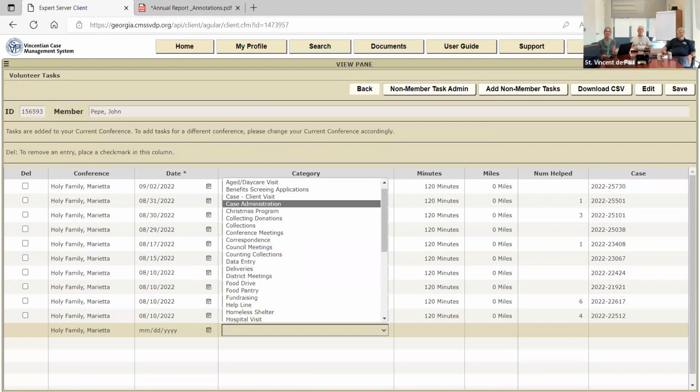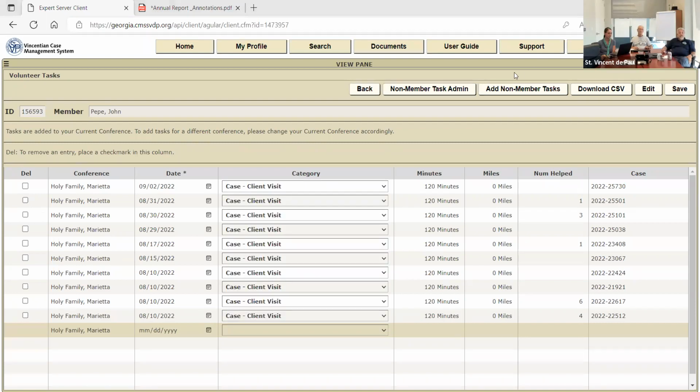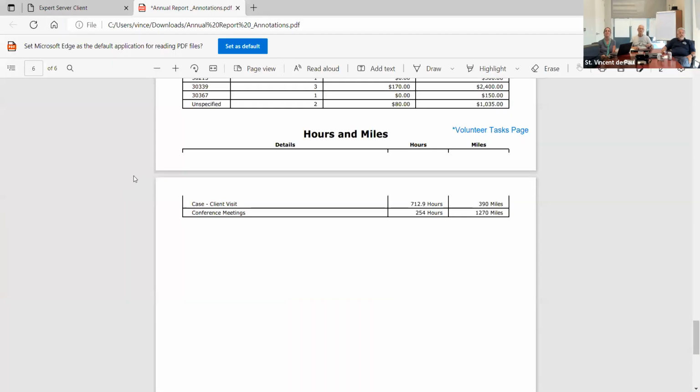Oh, yeah, it is okay to put in hours and miles. It's not okay not to. And that's what we run into, because we're understating the real value that we're providing back to the community, back to the clients, by not doing that.